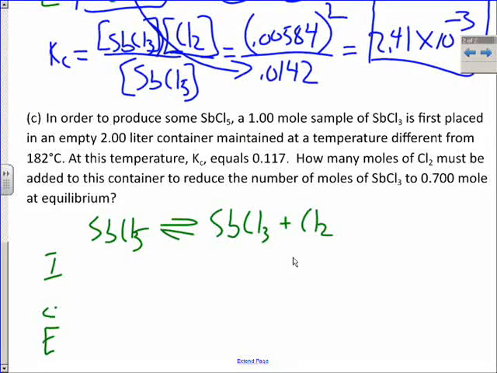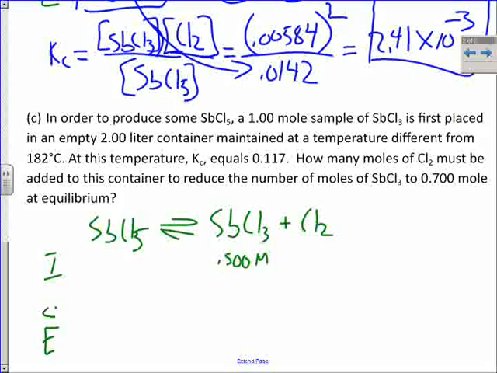Okay, so here's our equation. Let's set up our ICE table. Now, it says at the beginning here that we have a 1 mole sample in a 2-liter container. So we know our initial concentration of SbCl3 here will be 0.500 molar. So that's what we've got at the beginning. So that's placed in the empty 2-liter container.